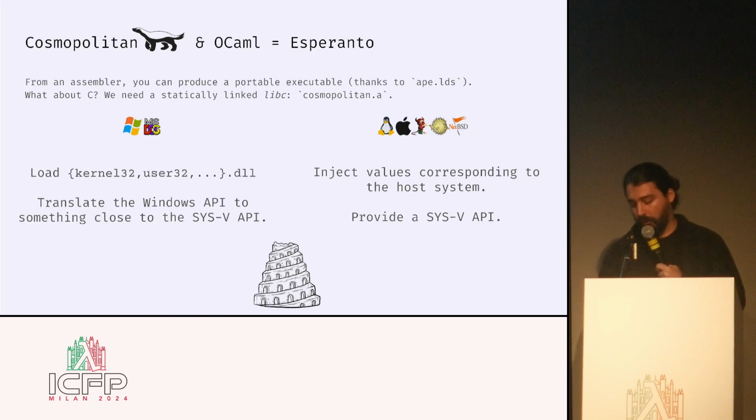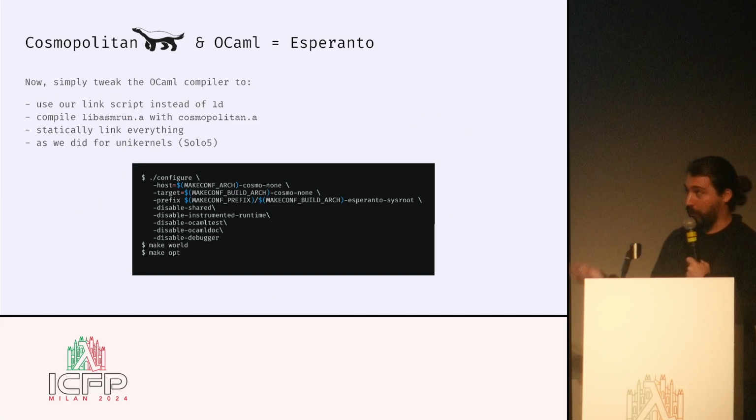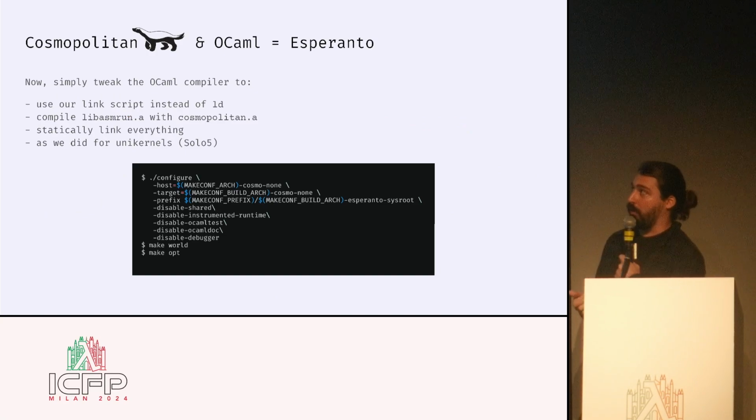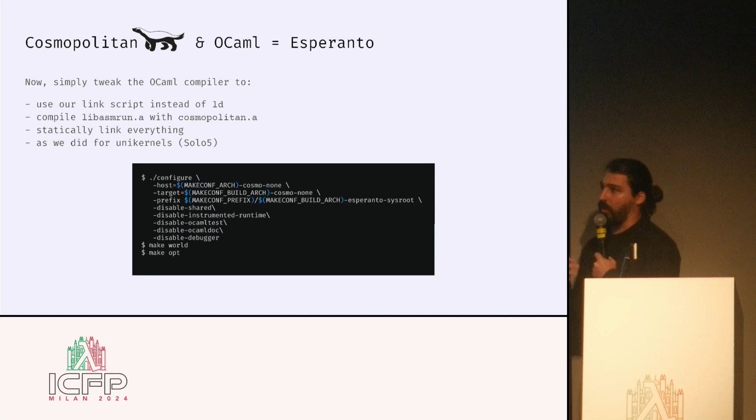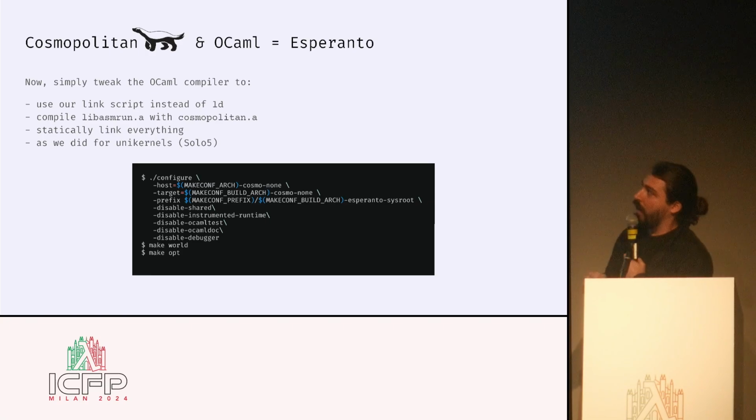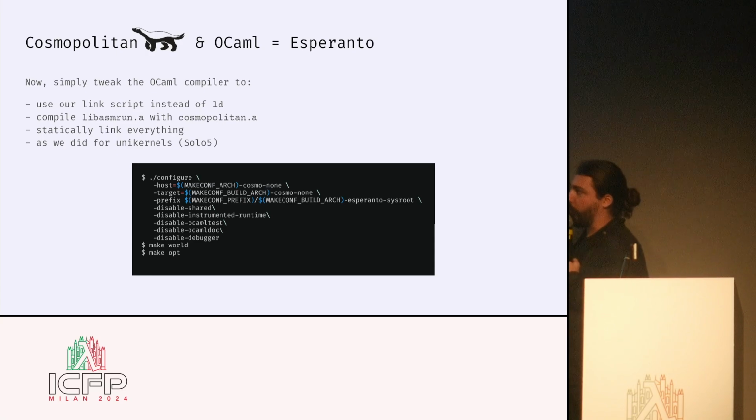But we are at the OCaml workshop, so the question now is about OCaml. And for OCaml, it's pretty straightforward. We just take the compiler and explain to the compiler that the link step is different from what is usual. Instead of using LD, we will use the actually portable executable linker. We would like to compile the libasmrun.a, so the OCaml runtime, with our libc. And of course, at the end, we would like to statically link everything. So we just need to provide another toolchain.